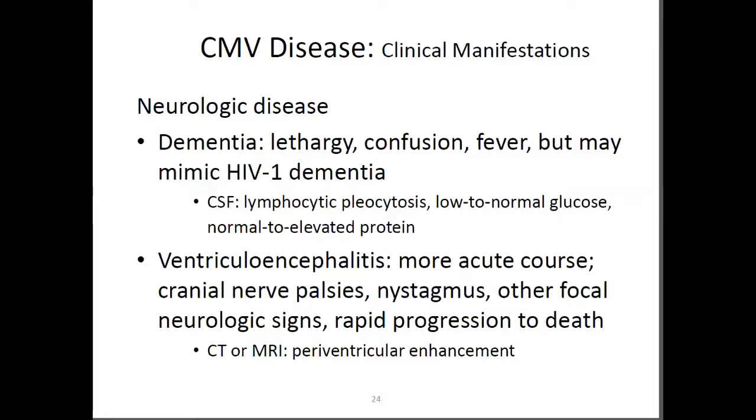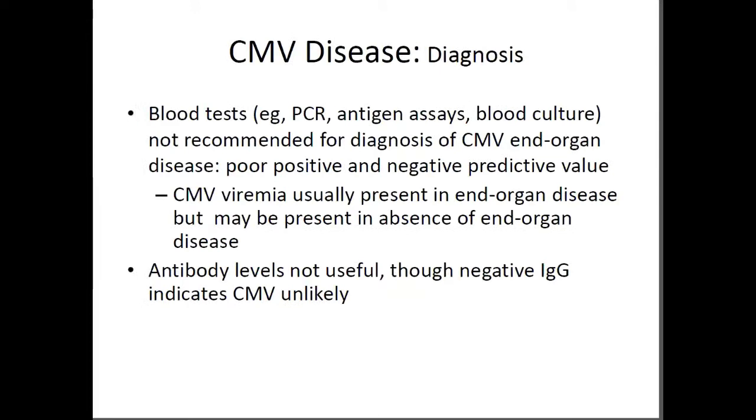The cytomegalovirus disease clinical manifestations include dementia, lethargy, confusion, fever, so it can mimic HIV dementia. When we do a CSF study, we can see lymphocytic pleocytosis, low to normal glucose, normal to elevated protein. It can also present with ventriculoencephalitis, usually acute symptoms with cranial nerve palsies, nystagmus, and other focal neurological signs, and rapid progression to death. On CT or MRI, you can see periventricular enhancement.